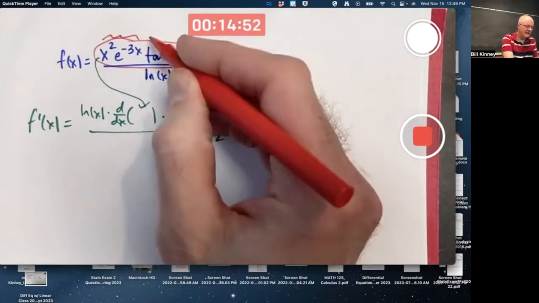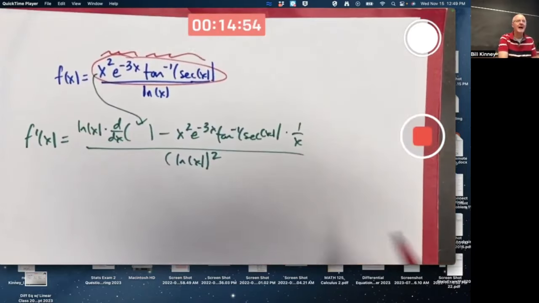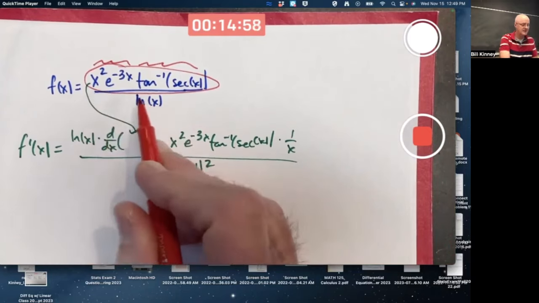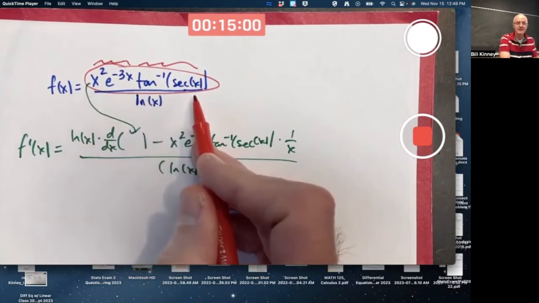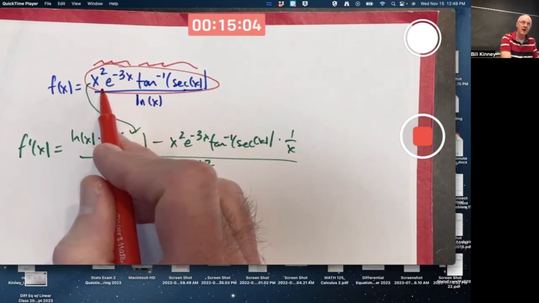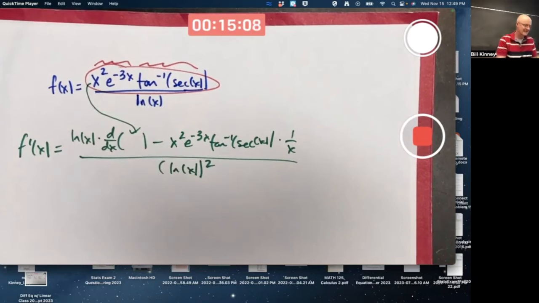You can break it down into the product of two functions like that, x squared e to the negative 3x times inverse tangent of secant of x. Although with the derivative of that first part, you need the product rule as well. So you do need to use the product rule more than once. Let's do that now.